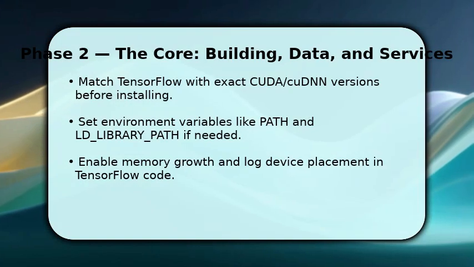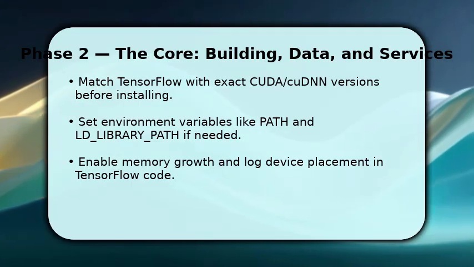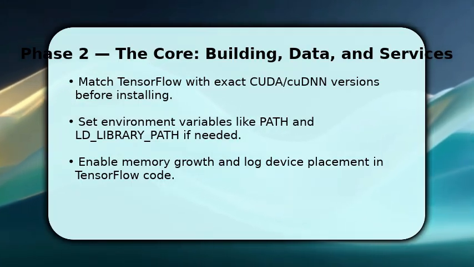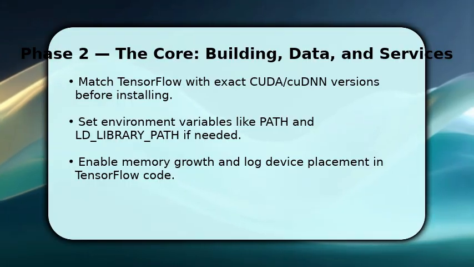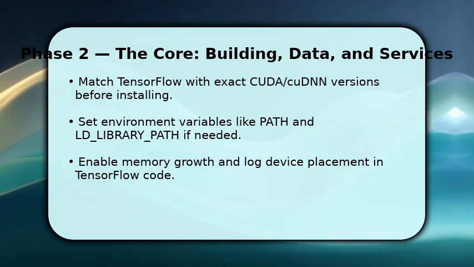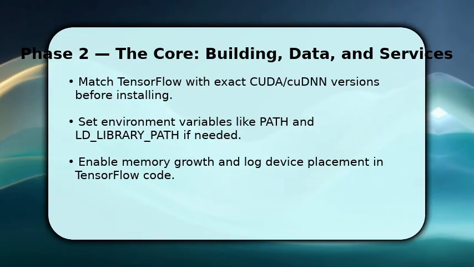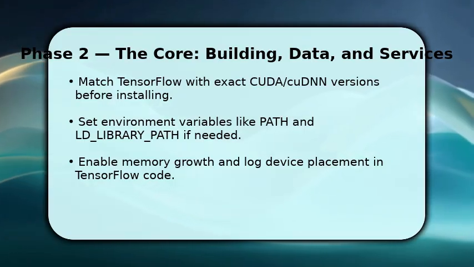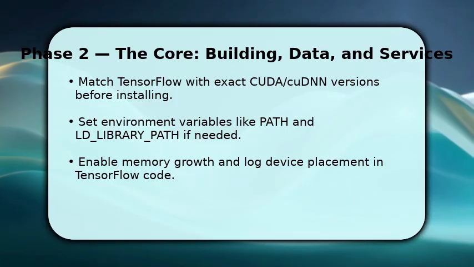You now configure TensorFlow to use the GPU reliably. Make sure the pip-installed TensorFlow version matches your CUDA and cuDNN. Next, export or set PATH and LD_LIBRARY_PATH so the runtime finds the CUDA libraries. On Windows, set PATH, and on Linux, use export.